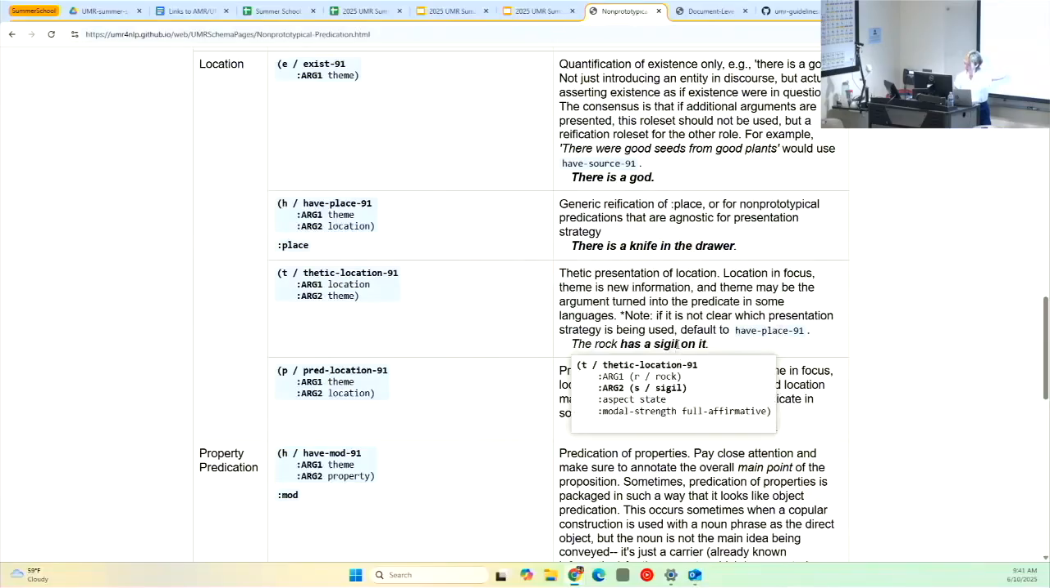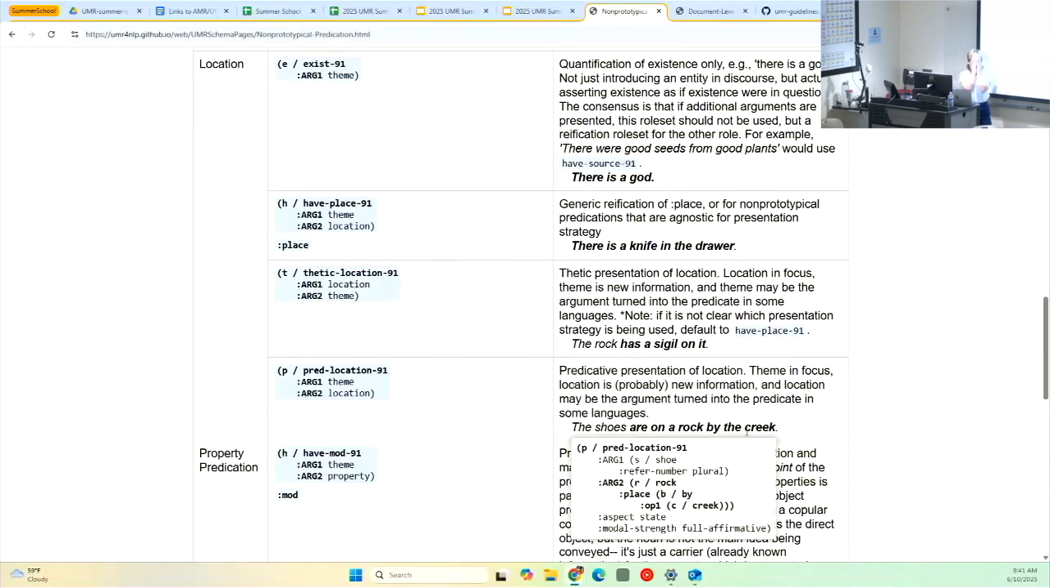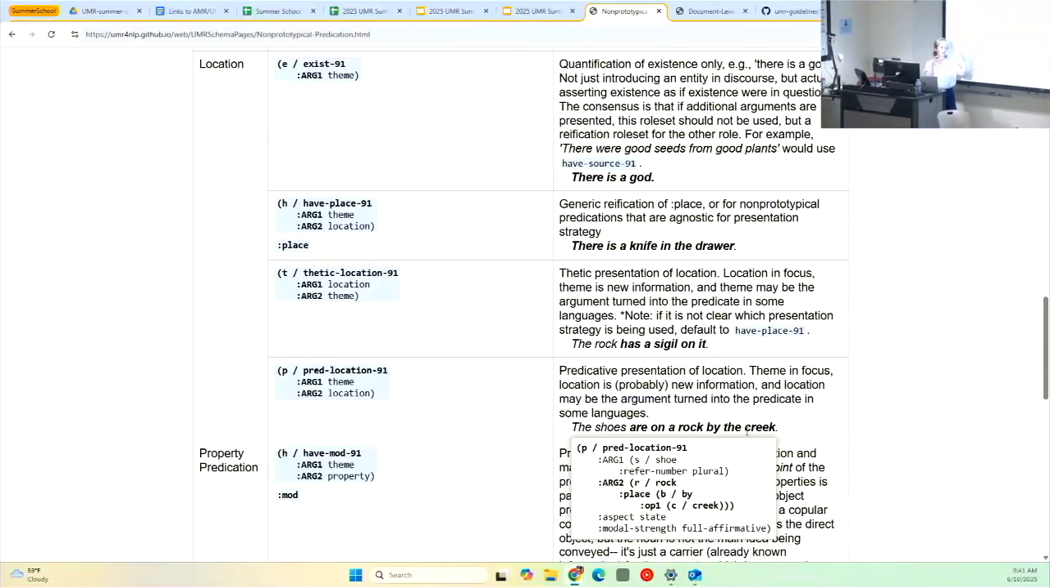Rock has a sigil on it. That one is, if you're using the thetic, you would use that one. There was another example. It was like there were good seeds from good plants, and bad seeds from bad plants. And we spent a long time talking about that. But there are good seeds from good plants. We decided we would use have source as the parent. So whatever that secondary adverbial is, we bump that up to the main predicate, I guess.